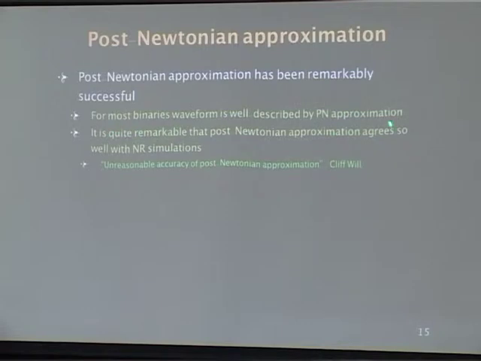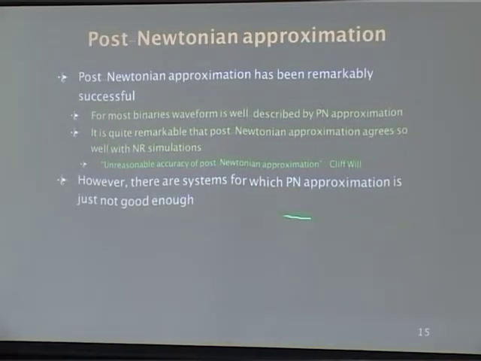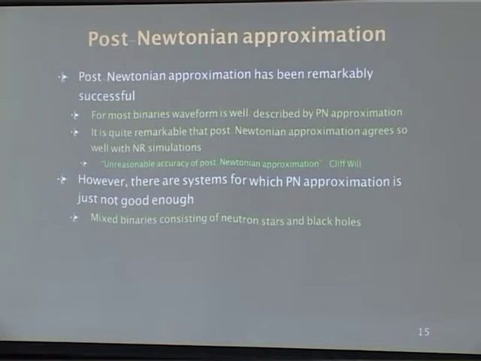For most binaries, I mean most binaries that LIGO might see, this waveform may be a pretty good approximation. It's quite remarkable that it agrees so much with numerical simulations where it does agree, and that's why Cliff Will used that title. However, there are systems for which the post-Newtonian approximation is not quite good enough, even in that so-called adiabatic regime: mixed binaries consisting of neutron stars and black holes. And this is where I want to draw Harold's attention: even though post-Newtonian seems to be very good in most cases, when you include spin and when you have long inspirals, post-Newtonian is really very poor. It really doesn't help us.